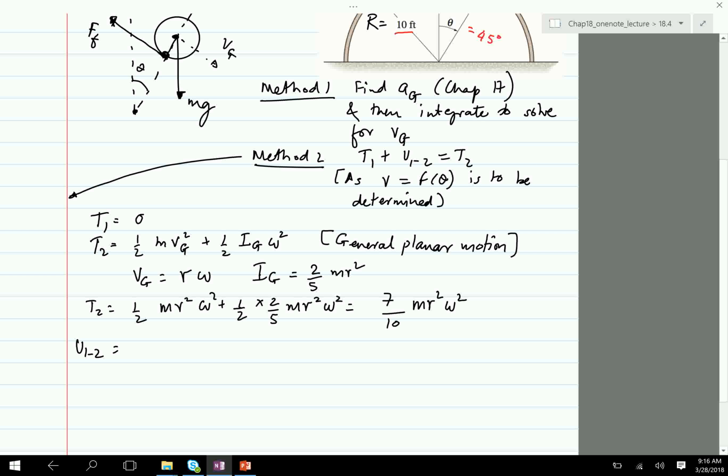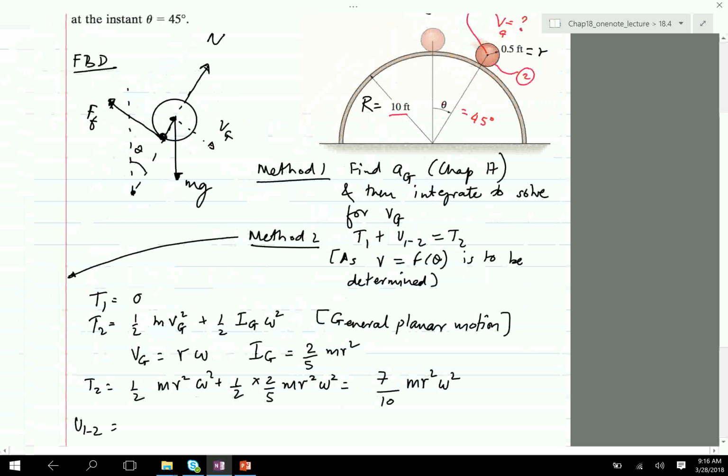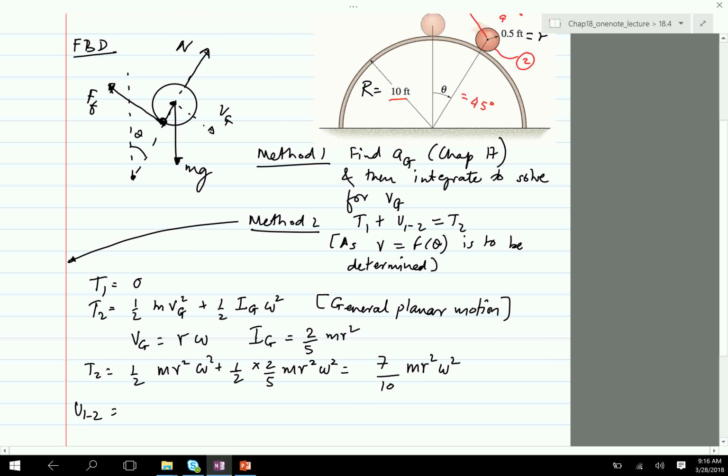And finally, the work done in going from 1 to 2. When you find the work done, you need to ask yourself, what is the work done due to the individual forces acting on the system? There are three forces: a friction force, a normal force, and mg. So what's the work done by the normal force?